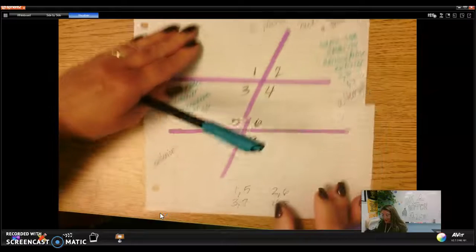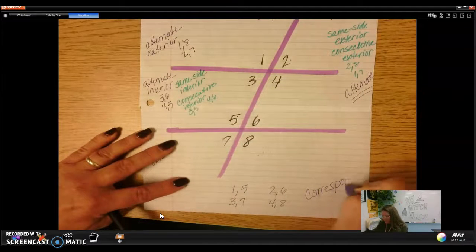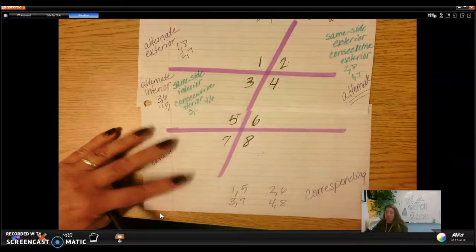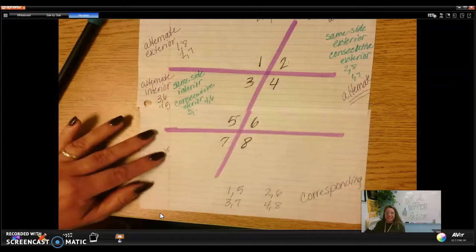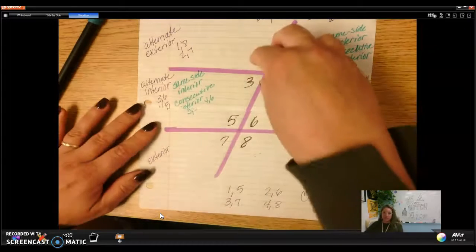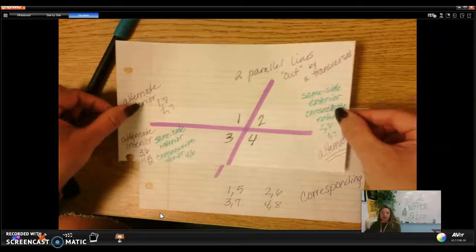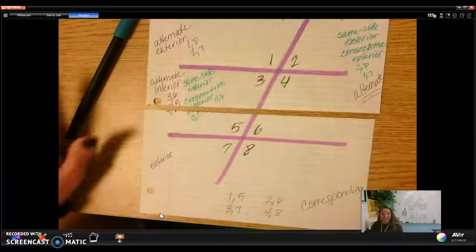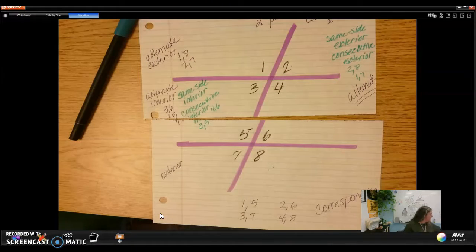Those are actually called corresponding angles because they correspond with one another. They're in the same location. So this group would get picked up and just put on top of that group. Okay, now here's what is fantastic, flipping amazing, okay?